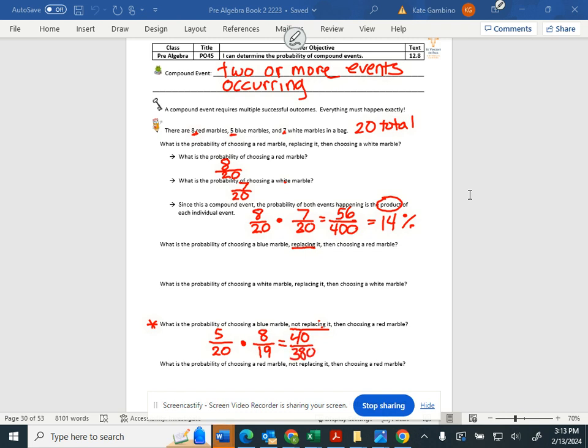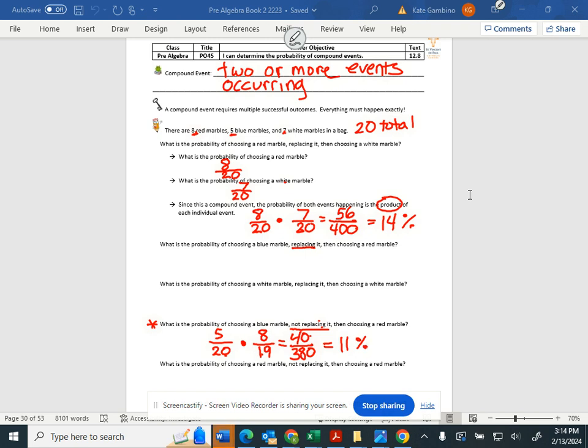380. And I really do want you writing the fraction and the percentage. You don't have to simplify the fraction because we are finding our percent, but I do want to see each event, 5 over 20 times 8 over 19. You need to write each event that you are multiplying up. You need to write your final probability fraction, and then you need to write the percentage. 40 divided by 380 gives us 11%.